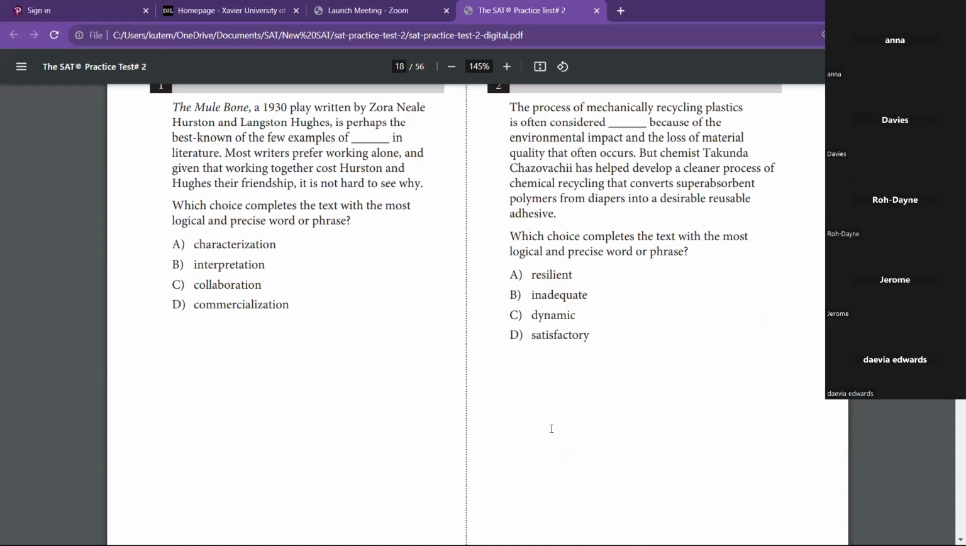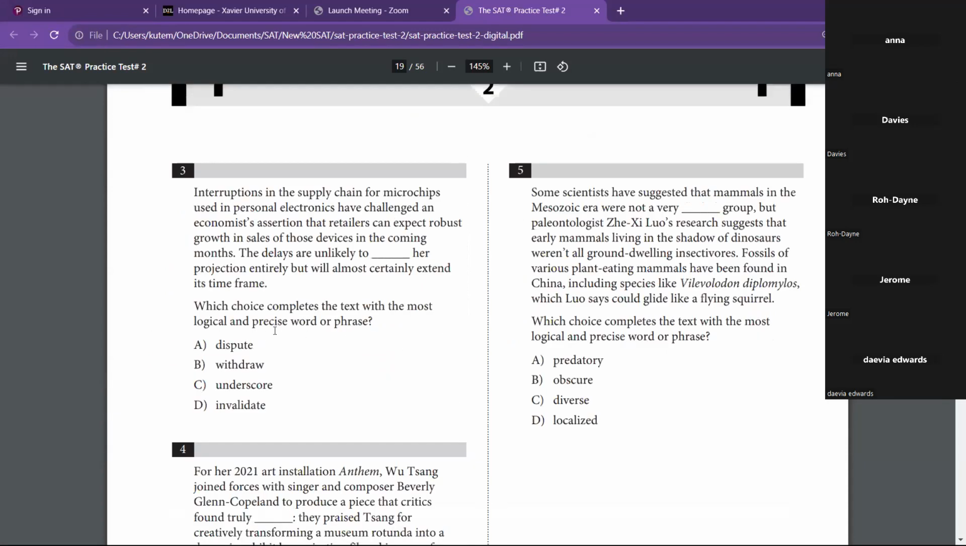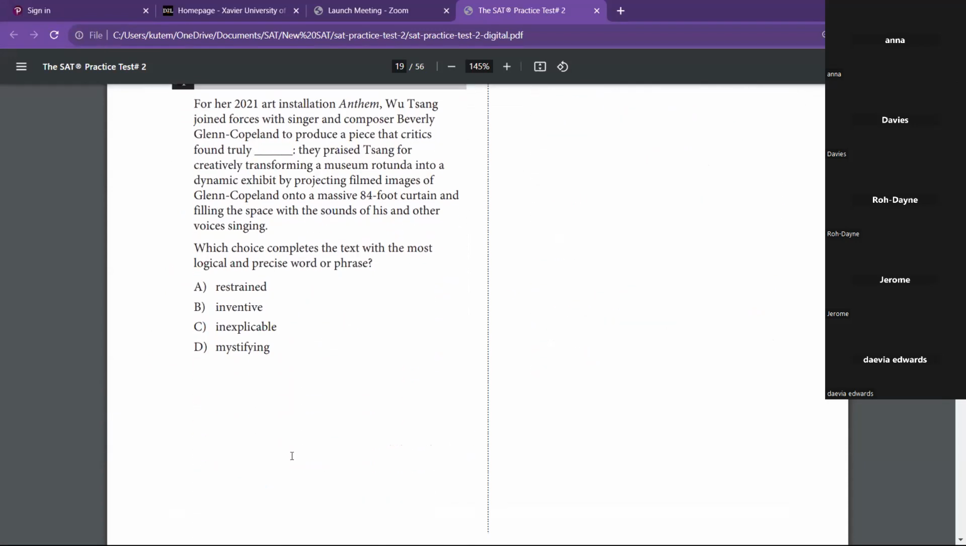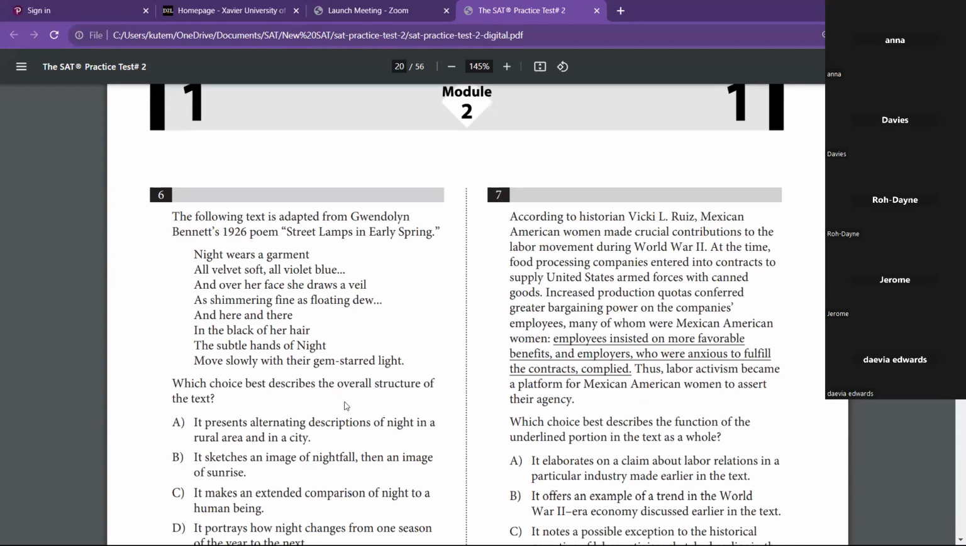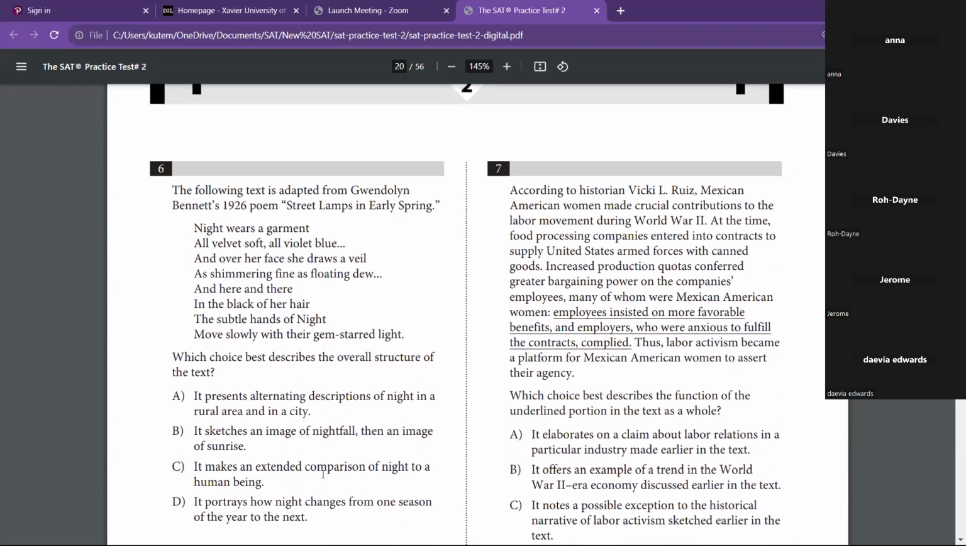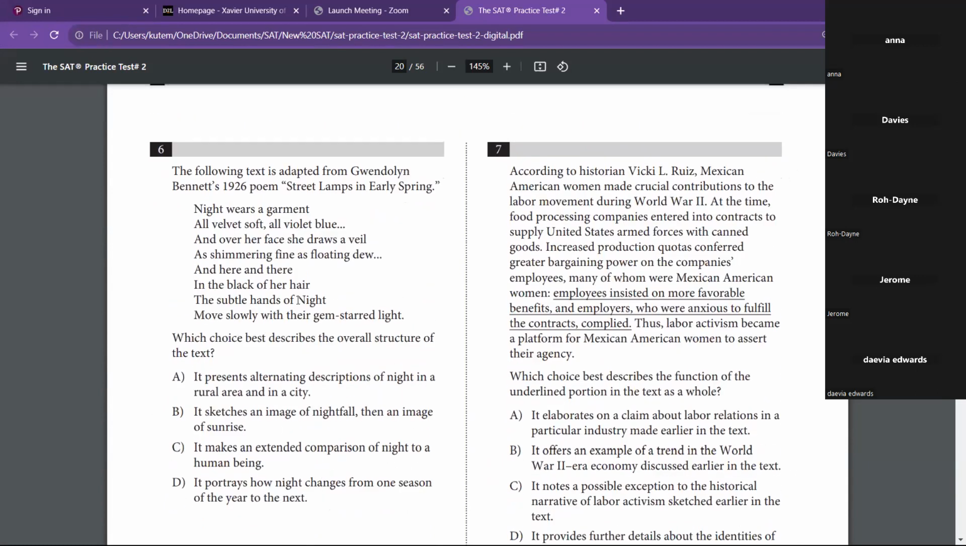Skip downwards, logical word, this is all writing. Most logical, still writing. Skip down, which choice best describes the overall structure of the text? This is reading, and this is main idea.